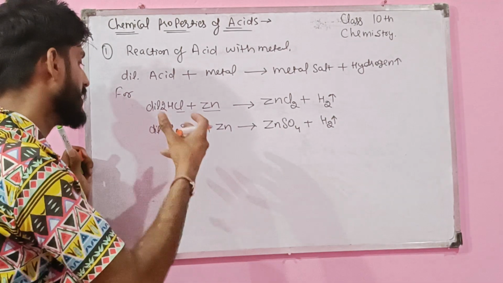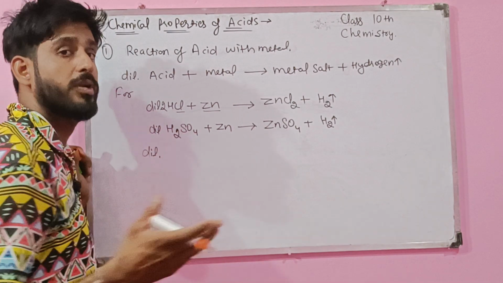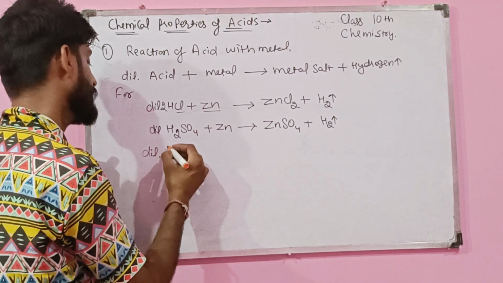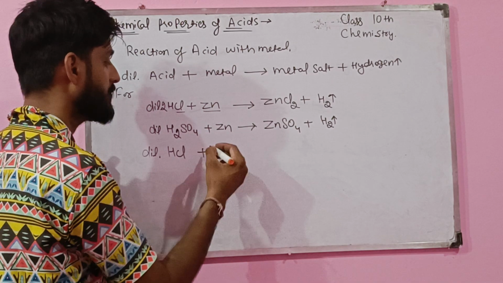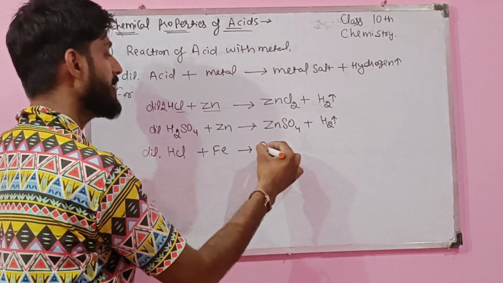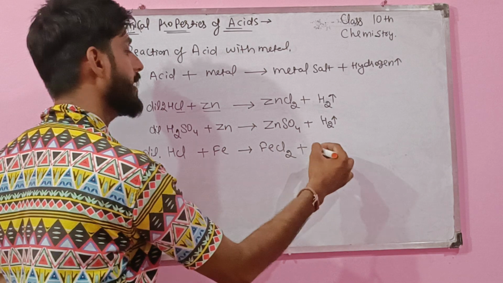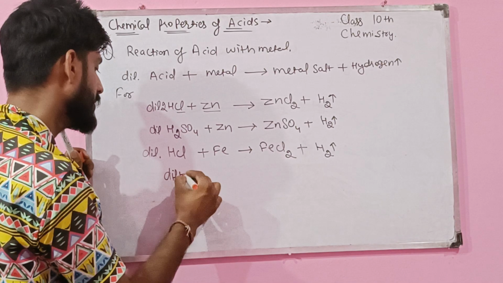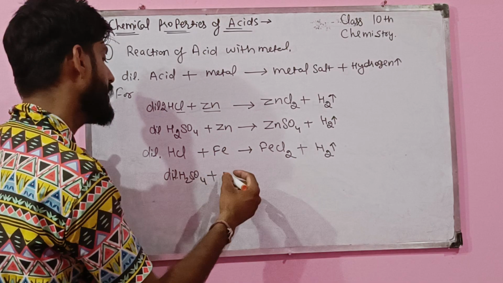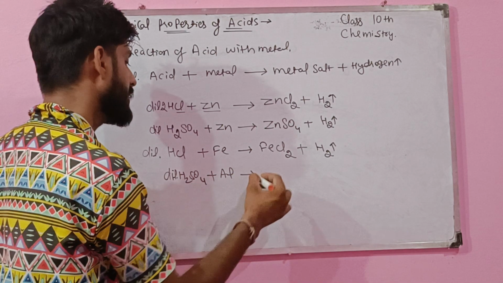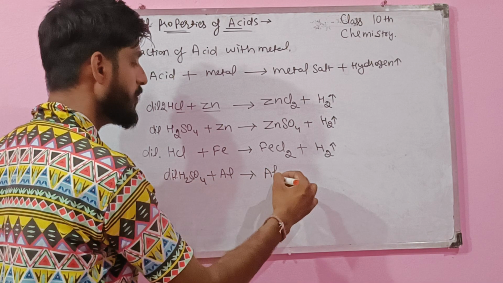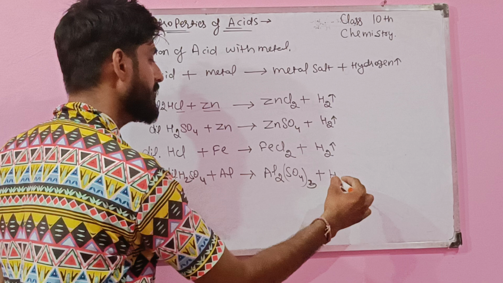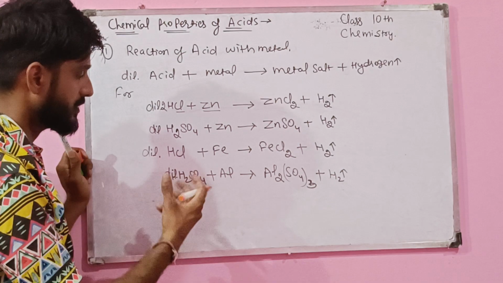You can also take different examples, different acids with different metals. Here, if we take hydrochloric acid with iron, then FeCl2 and hydrogen gas are formed in this reaction. Also, when dilute H2SO4 reacts with aluminium, aluminium sulfate is formed with the liberation of hydrogen gas.